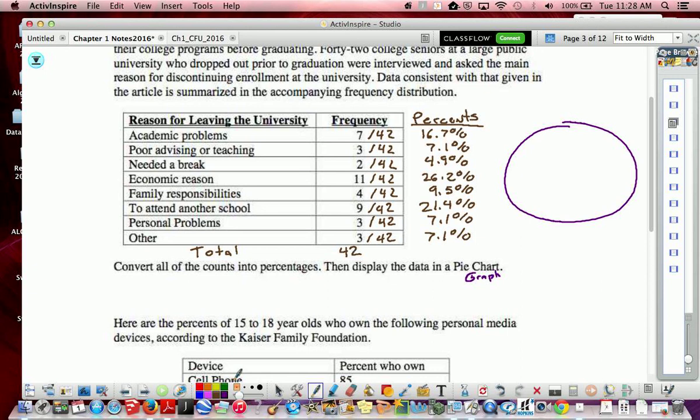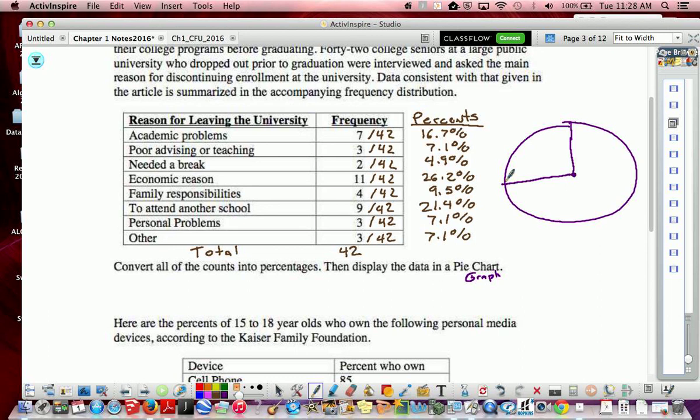So what I tend to do is think of my circle, and I say, all right, if I divide the circle in half, that's 50%. If I divide it in half again, I'll get 25%. So I know a quarter of the circle is 25%. So I'm going to look at percentages that are close to 25%. Well, economic reasons is 26.2. So that's a little bit more than a quarter of the circle. So here's my middle maybe, and I'm going to go just a tiny bit more than a quarter of the circle.